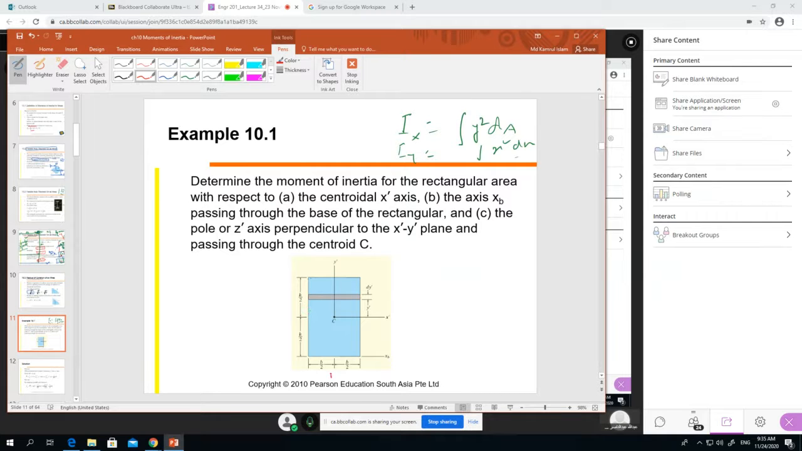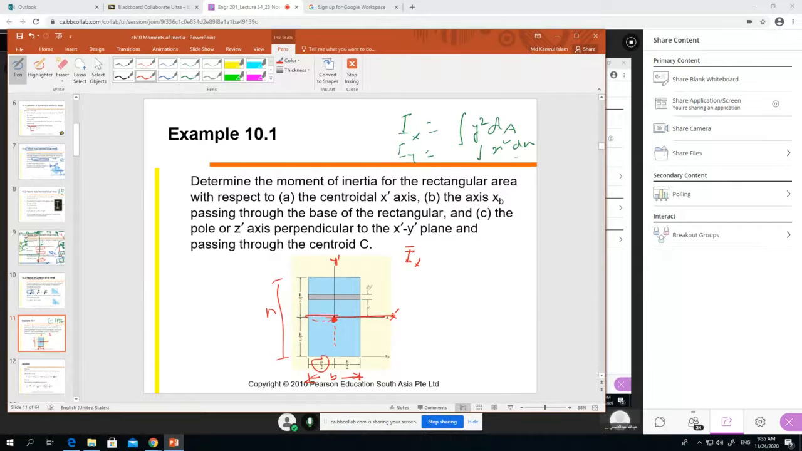Suppose here is a rectangle, and the breadth or width, whatever you say, is b, and the height is h. And you all know that the center will be just in the middle, b by 2 and h by 2. And this x bar is the centroidal axis, and y bar is the centroidal axis. Now we want to find the moment of inertia through the center with respect to the x-axis, or x prime axis, whatever you say.